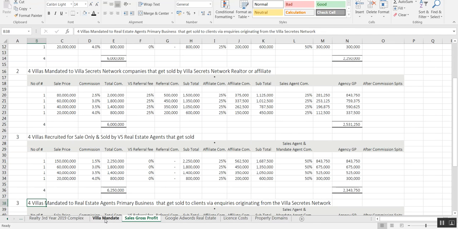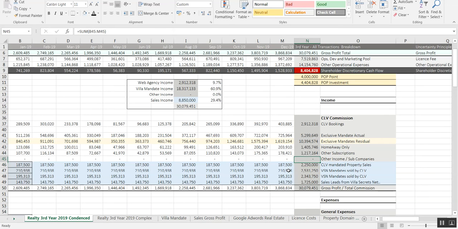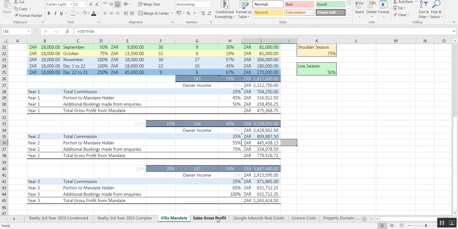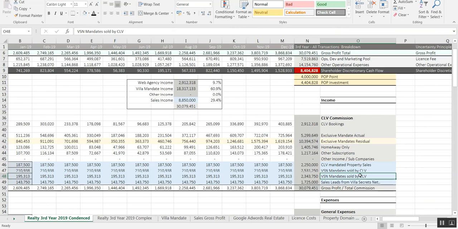Okay, so let's get back to... Where are we? We want to be here. Okay, here we go. Here's those 1, 2, 3, 4. I've just prorated them over the year. Cape Luxury Villas mandated property sales. Villa Seekers Network mandate sold by Cape Town Luxury Villas. I haven't labeled this one correctly. What is it? Recruited for sale. Okay, for sale. And it's Cape Luxury Villas mandates for sale only. Okay.